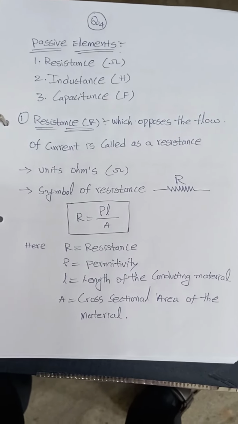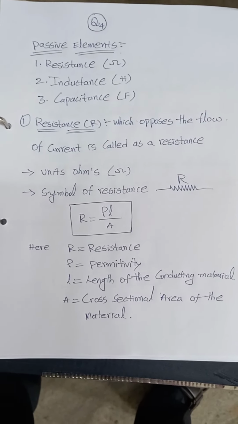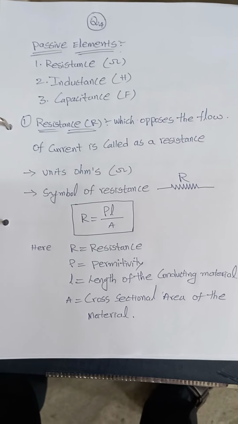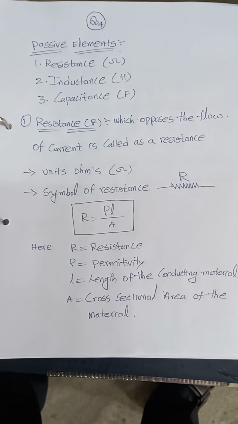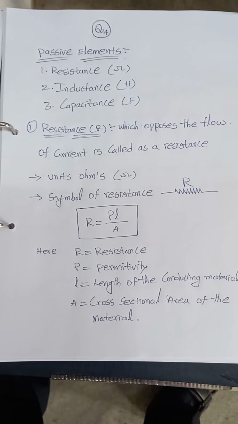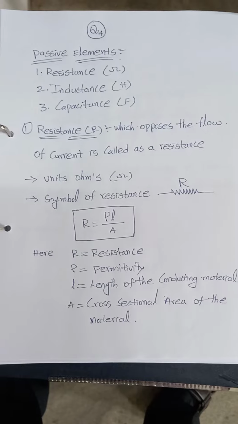Out of 50, our next question is the fourth question. That one is one of the passive elements, like a resistance. Resistance means that which opposes the flow of current is called a resistance.